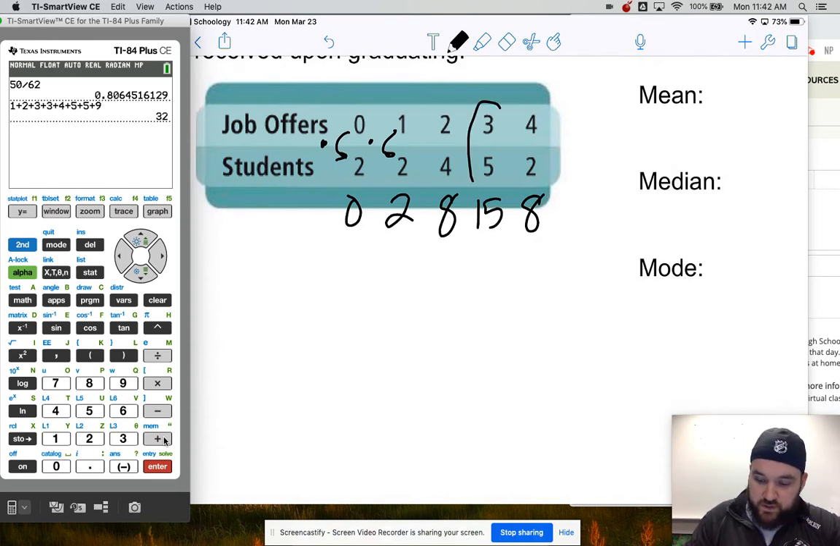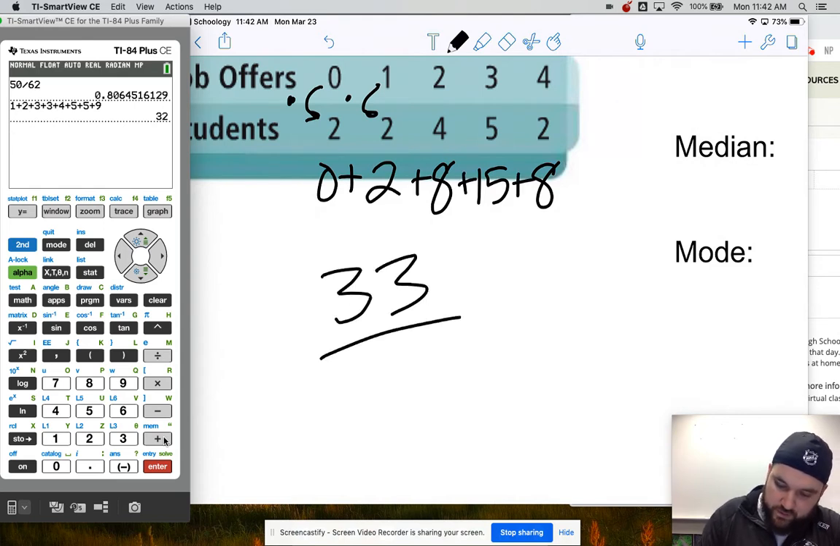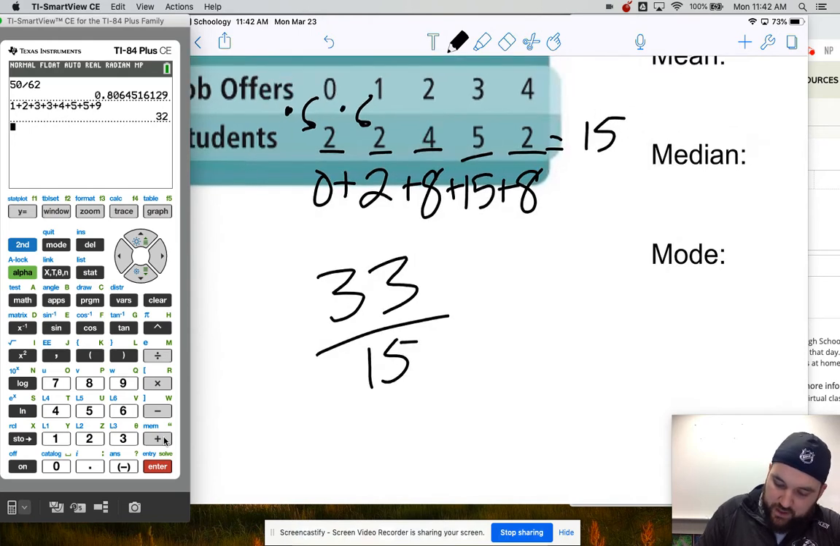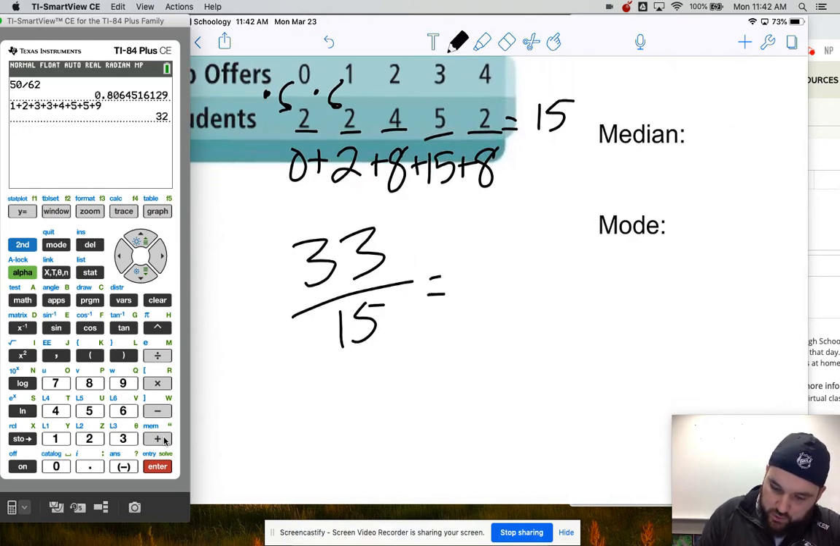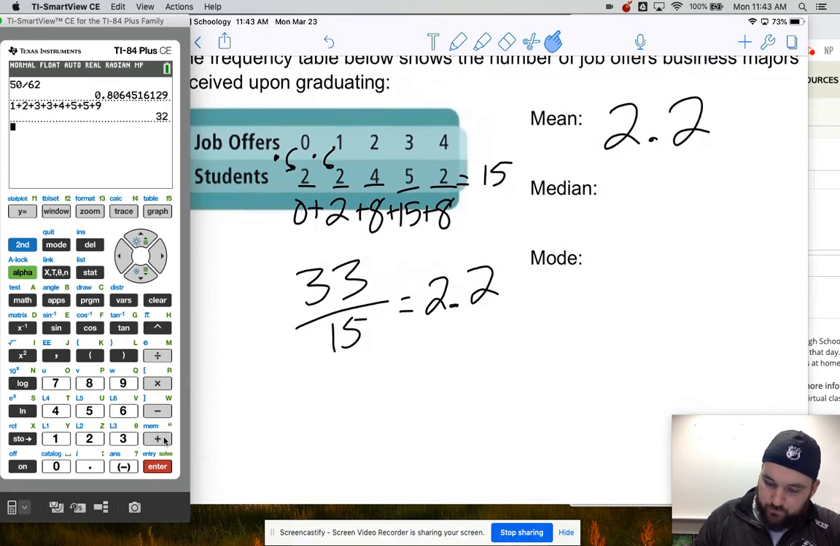So if 5 students each got 3 job offers, that's a total of 15. So that's why the 15 is down there. So if I want total job offers, I can just add all these up. So it's 33 job offers divided by how many people? Well, there's 2, 4, 8, 10, 15. So 15 people total. So 33 divided by 15 is going to be 2.2. So my mean or my average number of job offers is 2.2.